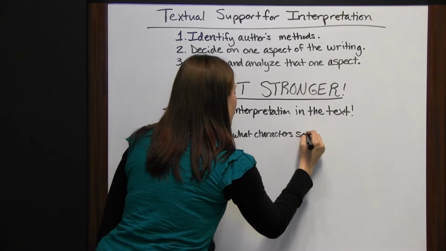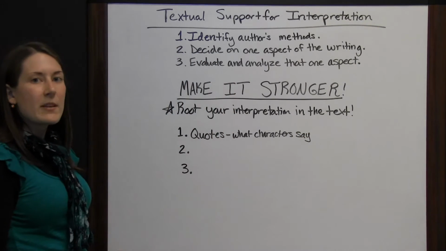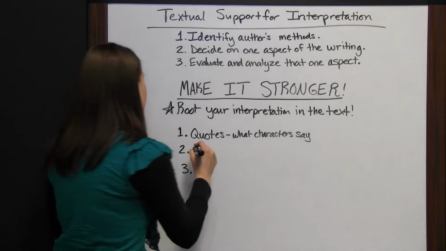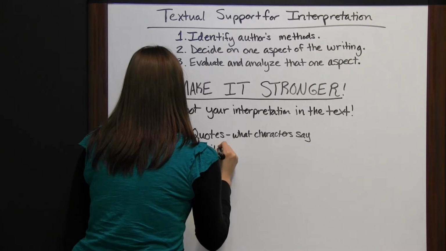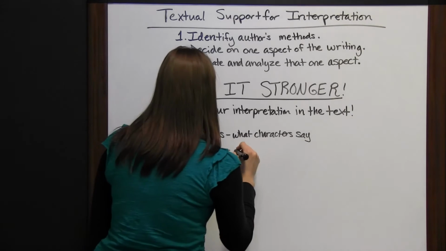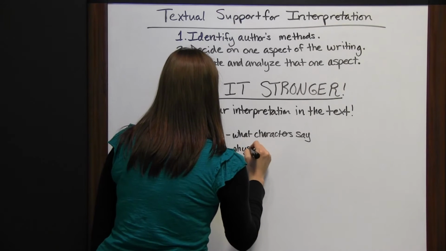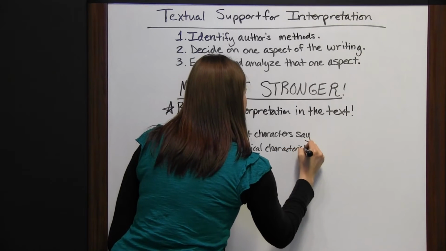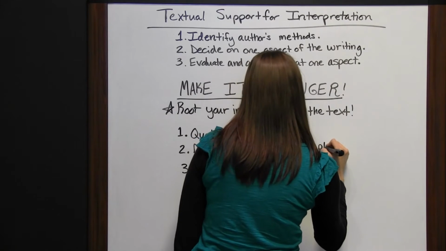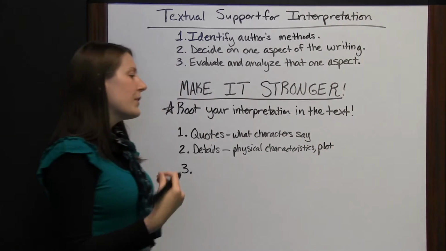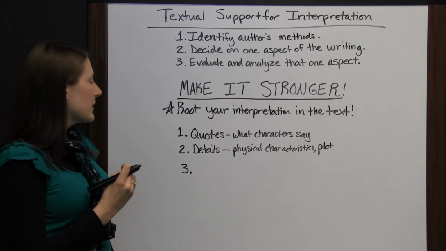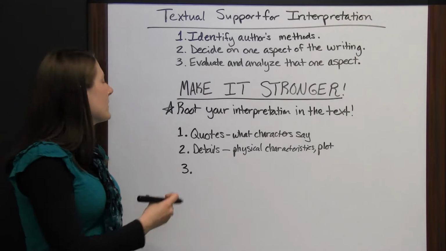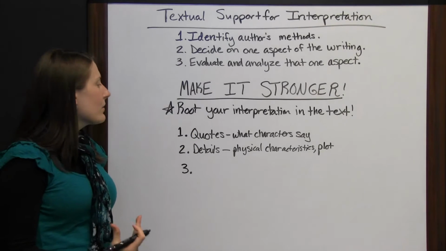Look at what characters say. This could be something that affects the tone, or it could be something that reflects on a character, or it could be something specific letting you know what's happening in the plot. Look at details from this story. It could be how someone looks, so physical characteristics. It could be specific things that happen in the plot. It could have to do with the tone as well. It could have to do with specific language that the author used. But find those details and then put them into your evaluation. Find these quotes and put them into your interpretation.